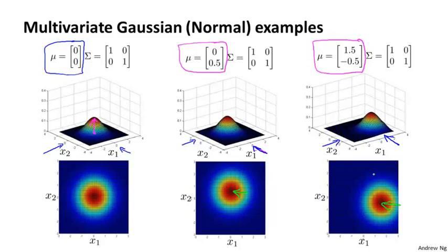So hopefully looking at all these different pictures gives you a sense of the sort of probability distributions that the multivariate Gaussian distribution allows you to capture. The key advantage of it is it allows you to capture when you'd expect two different features to be positively correlated or maybe negatively correlated. In the next video, we'll take this multivariate Gaussian distribution and apply it to anomaly detection.